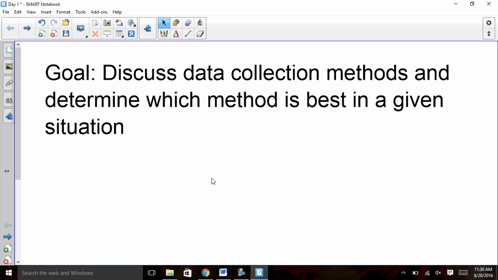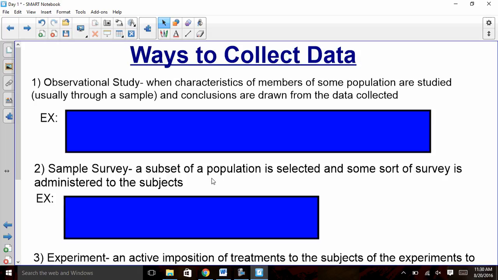So today we're going to go ahead and discuss what kind of data collection methods there are, so ways to collect data. There are 3 different ways to collect data: observational study, sample survey, and experiment.